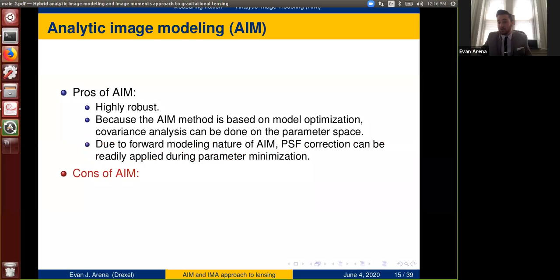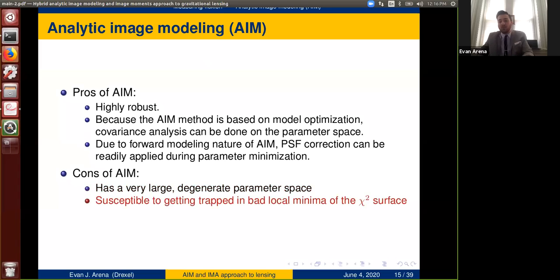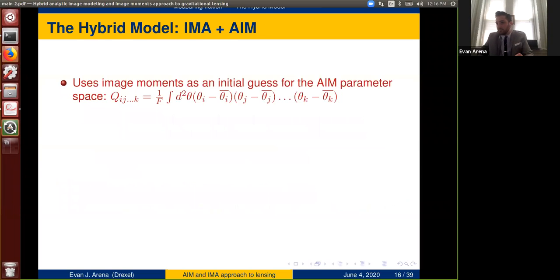What about the cons? Well, it potentially has a very large degenerate parameter space, which is bad news for chi-squared minimization. If there are too many parameters, it won't properly minimize. It's also susceptible to getting trapped in bad local minima of the chi-squared surface. So here's where I come in. I try to address the problems in these models.